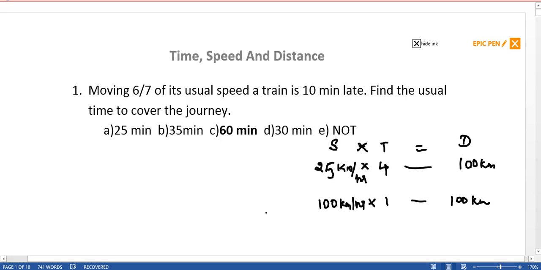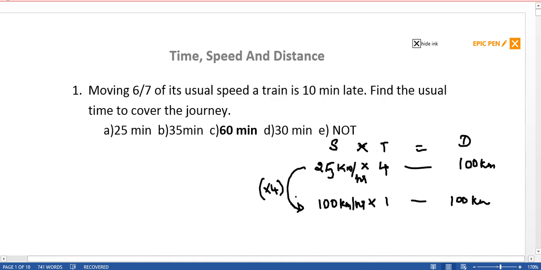So what happens here? If you see, my speed gets multiplied by 4, and if you note the time, what happens to time? My time actually gets divided by 4. So 25 into 4 is equal to 100, right? And 4 divided by 4 is 1. So when speed gets multiplied by a certain number and distance is constant, time gets divided by that particular number.